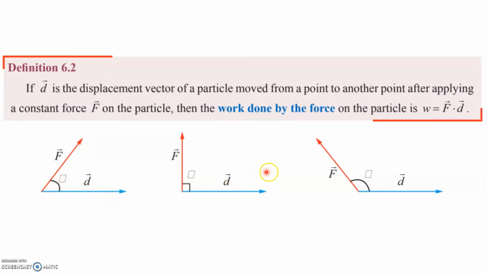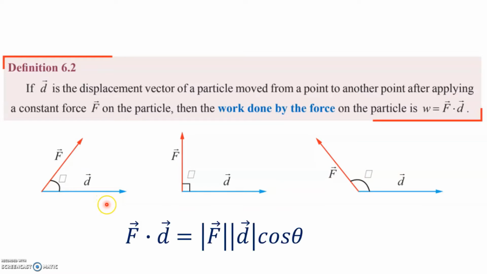Now we have illustrated three scenarios here. The first is where the angle between F and D is acute. In the second case, the angle is 90 degrees. And in the third case, the angle is obtuse. In each of these cases, your work done will be affected differently. I'll explain shortly, and then we will go further down and have a better understanding.